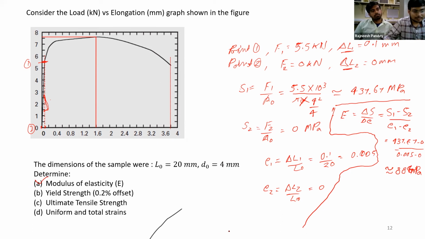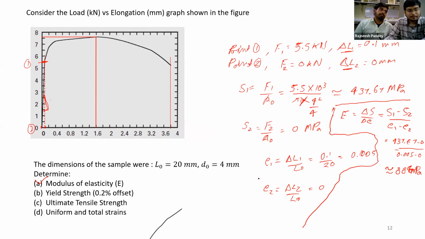Now let us see the yield strength at 0.2% offset. For the 0.2% offset, this is the load versus elongation curve. If we were given the engineering stress strain curve, then we would have directly put the offset line at 0.002 strain, or 0.2% strain, and we would have got the yield strength. But here it is in terms of load and elongation, so we need to calculate it. Let us see how we go.